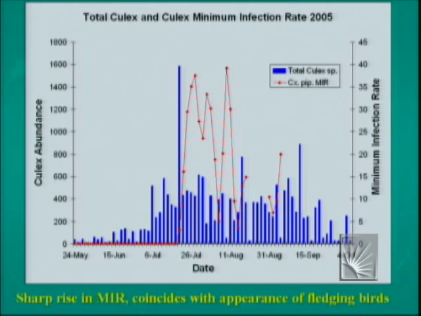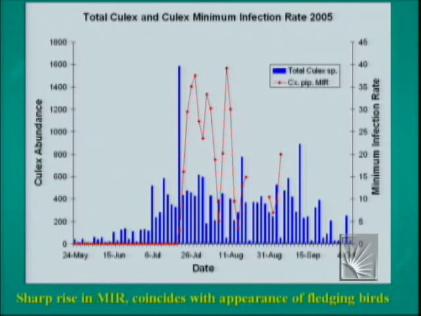And without getting into too much detail, one striking thing was that the minimum infection rate, which is how you measure the proportion of the mosquito population that is infected, goes up very sharply. You look between the second half of July, within 2 weeks it peaked. That's a very sharp increase. So a lot is happening in a very narrow period of time.